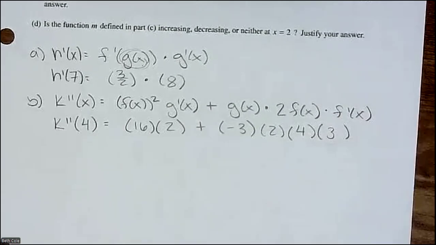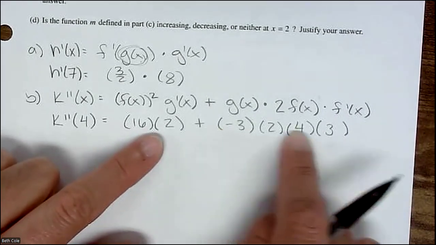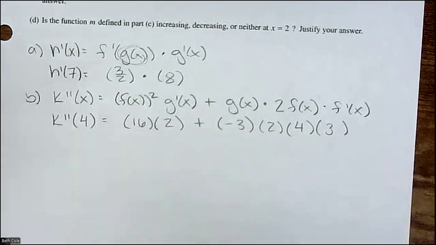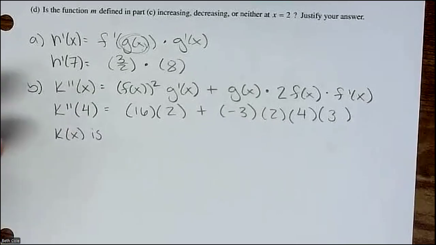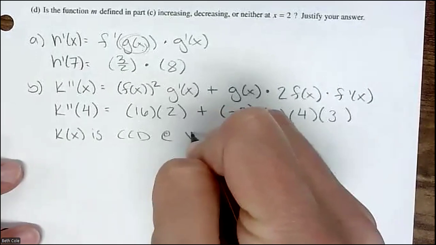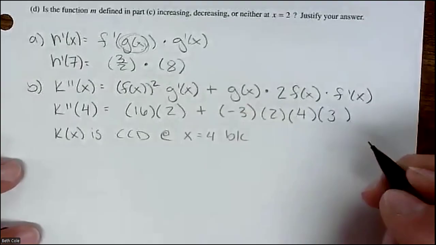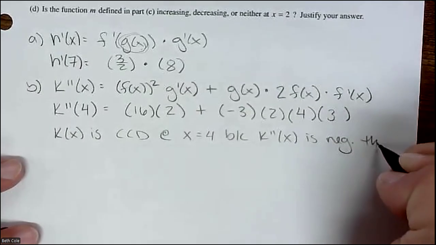3. Now, I don't care what that actually comes out to. This is not calculated. We just need to know if that result is positive or negative. This first part would be 32, and then this is going to be negative. Would this be more than 32? Okay, so the whole result is going to be negative. Okay, so we're going to say k of x is, and how does the rest of our sentence go? All right, concave down at x equals 4 because k prime prime is negative there.